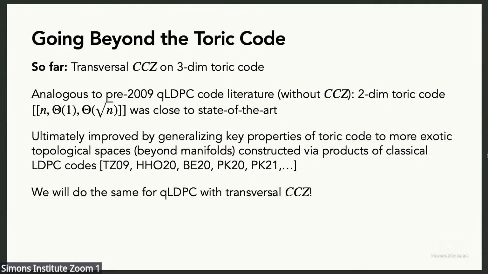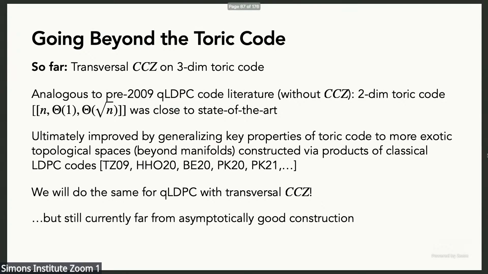So what we're doing now is the same thing, many years later, but for QLDPC codes with transversal CCZ. Or we're adding a cup product into the picture. And unfortunately, or maybe it's a good thing depending on how you look at it, we're still in the middle of this. We're not yet at the asymptotically good constructions. With CCZ, we're somewhere between the toric code and getting something really good. So there's still a lot of room for improvement.